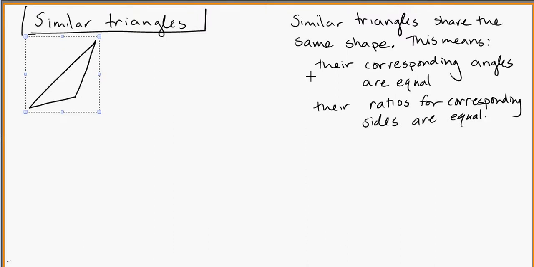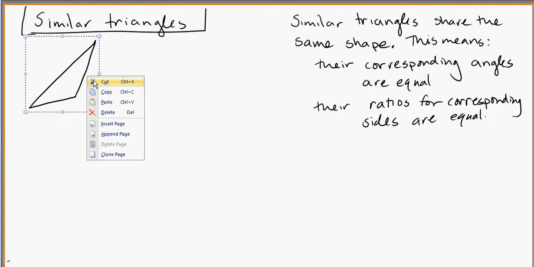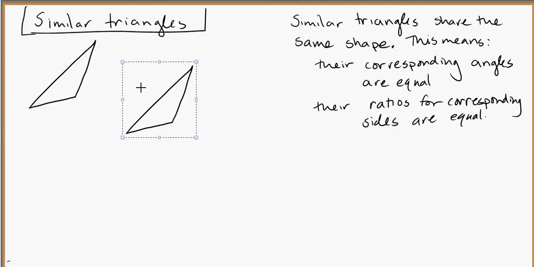So today we're going to look at similar triangles. Similar triangles are basically triangles that are very similar. They basically share the same shape. So for instance, I could take this triangle, I could copy it and paste it. So now I have two identical triangles.